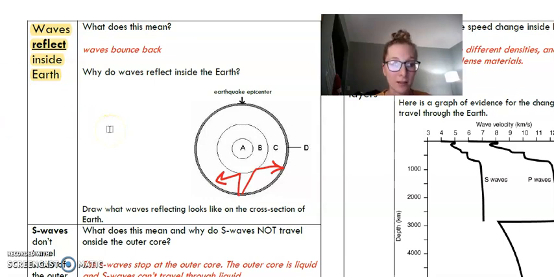So why? Oh no, I didn't write this down. Silly me. Why do waves reflect inside the Earth? You probably guessed, because I said that is a major theme, that they hit a new layer with a different density. I don't have that typed out, sorry, but you can write that down. They reflect inside the Earth because they come to a new layer and they bounce off, and they go backwards or at a different angle off of that layer.